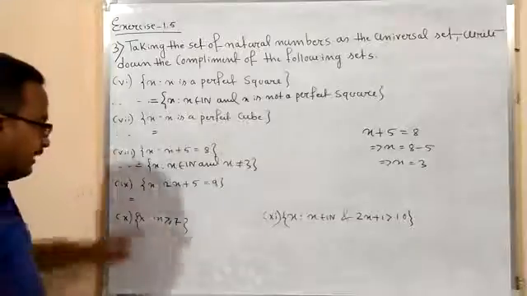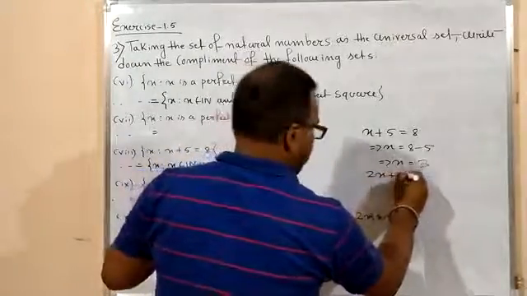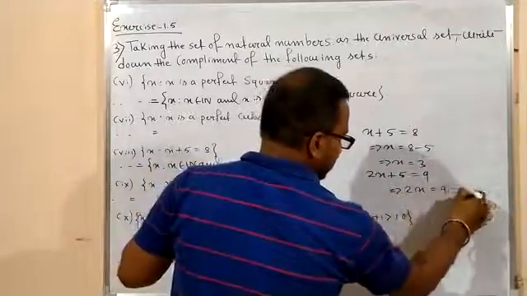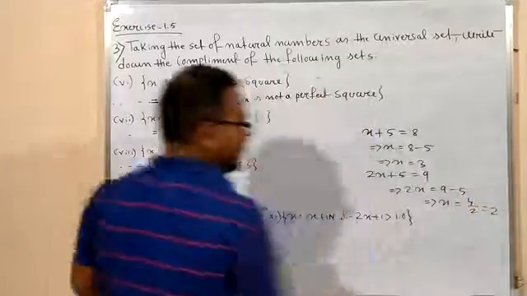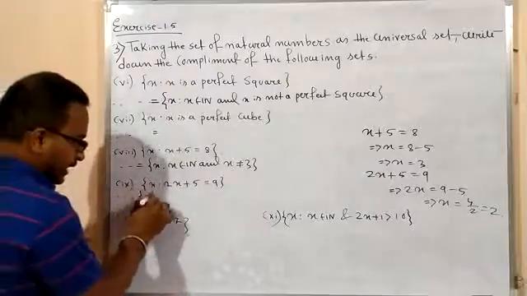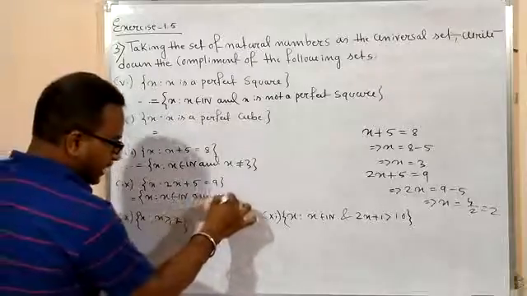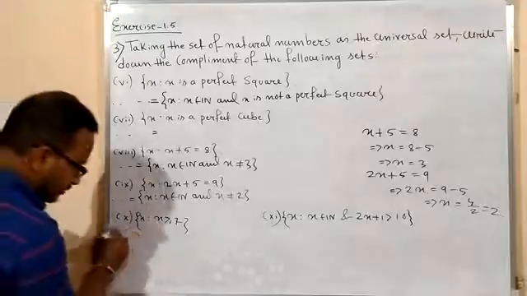Okay? Now you have to solve this one. It is what? 2x plus 5 equals to 9. So it will be what? 2x equals to 9 minus 5. So it will be x equals to 4 by 2. So it is 2. So you have to exclude 2 from the set. So the complement of the set will be x such that x belongs to N and x is not equals to 2. Okay?